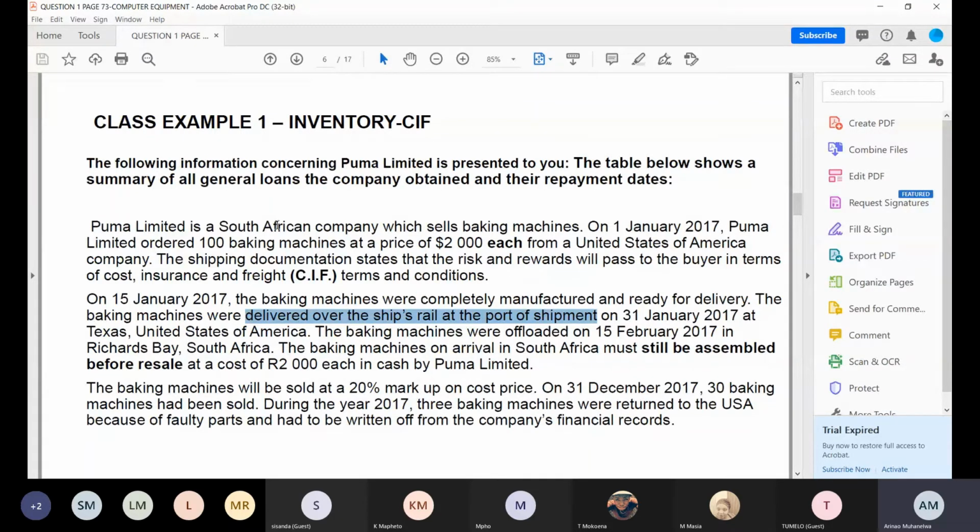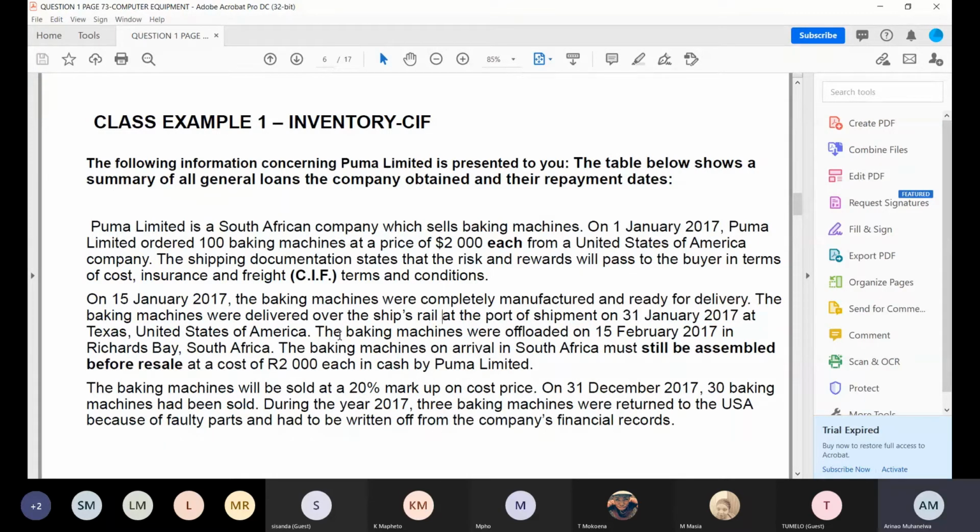Remember, I indicated here that one of the most important things is you need to know when is the transaction date, when is the payment date, and when is the year end. Those are the key dates, and on all those dates we'll be processing journals. So the first journal that we're going to process for this transaction will be on the 31st of January 2017. Why? Because this is the transaction date.